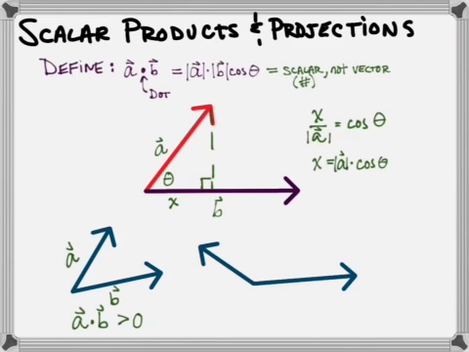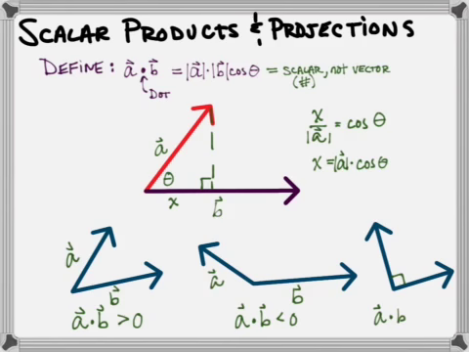If I look at an obtuse angle, again the magnitudes are positive, but the cosine of an obtuse angle is negative, and so my dot product is less than 0. If I look at a right angle, the magnitudes are positive, but cosine of 90 degrees is 0, and so my dot product is 0. So that's two dimensions. That's kind of how those work out. What we're really interested in, though, in this chapter is three dimensions.